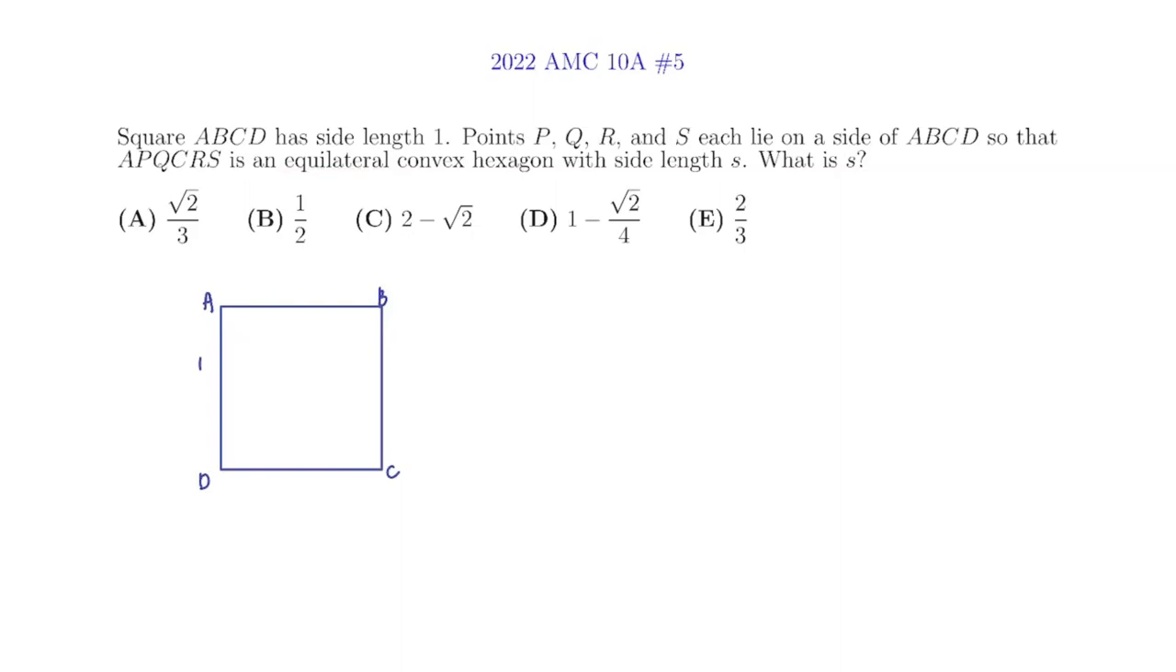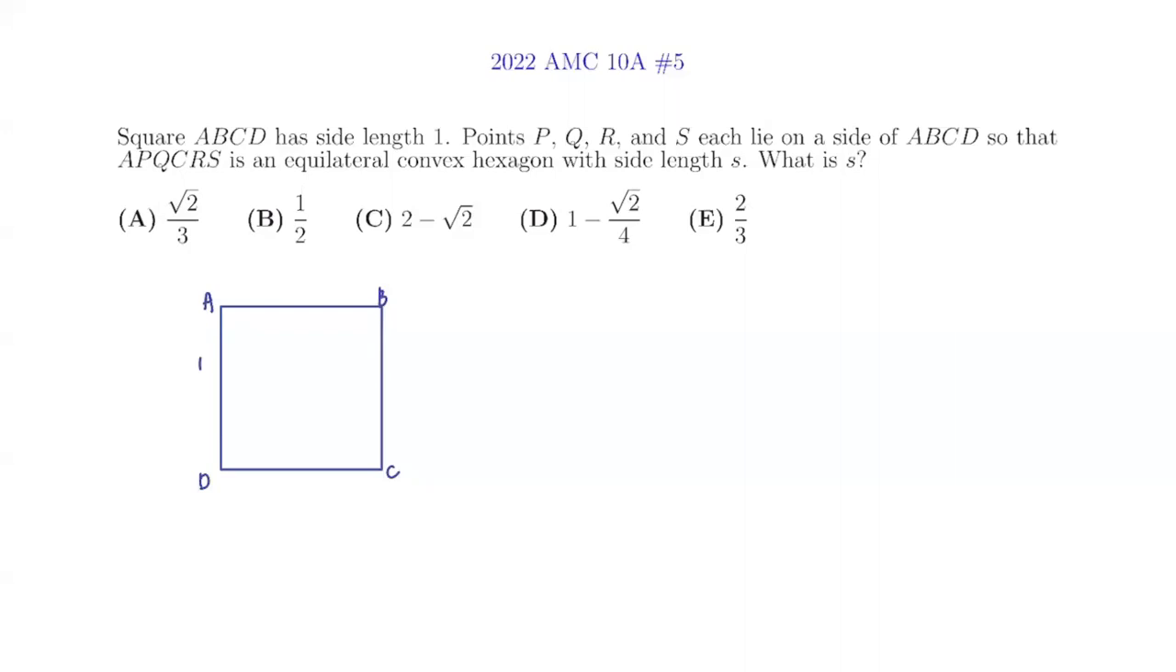Where ABCD has side length 1, points P, Q, R, and S each lie on a side of ABCD so that APQCRS is an equilateral convex hexagon with side length S. What is S? We note that we have a square here that we have drawn.